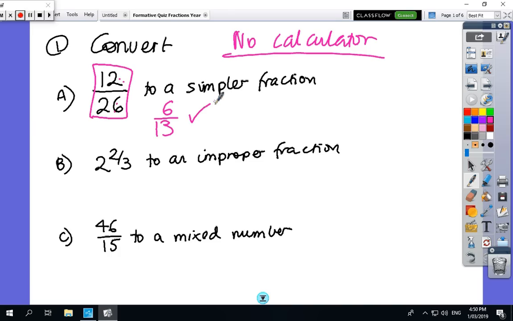Okay. Next one is an improper fraction, so that means the number on the top is bigger. So we go 3 times 2 is 6, plus 2 is 8, so it's 8, and the numerator is 3.